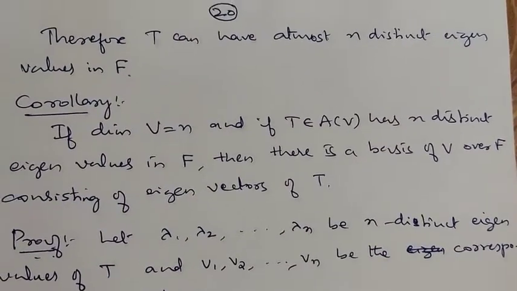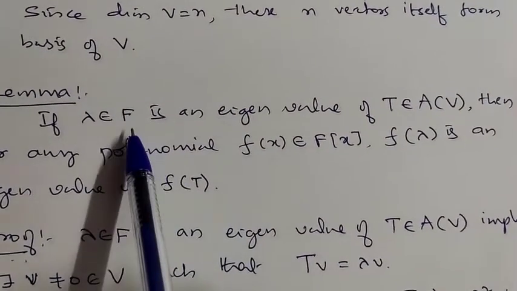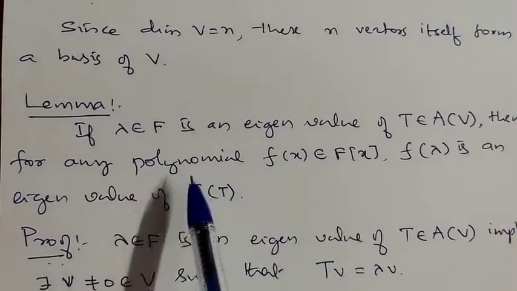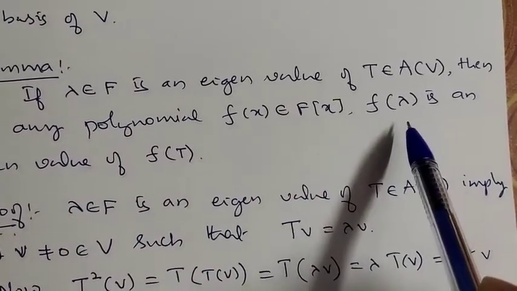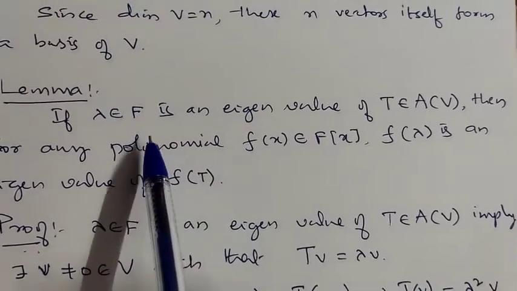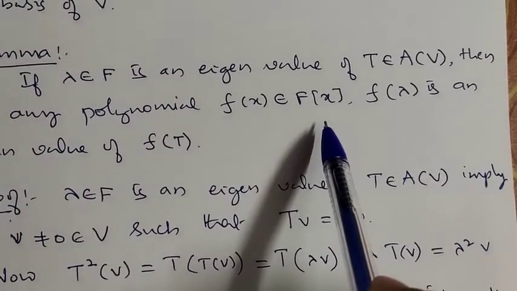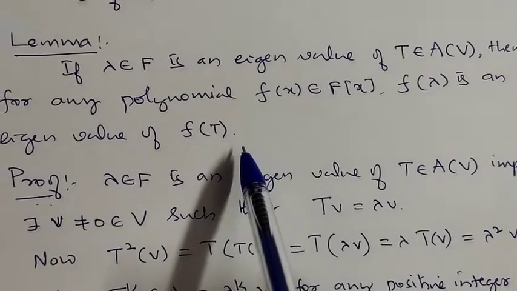Right. So now let us take up two small lemmas, two simple results. Suppose lambda belongs to F is an eigenvalue of T. Then for any polynomial f(x) in F[x], f(lambda) is an eigenvalue of the transformation f(T). So look here, if lambda belonging to F is an eigenvalue of T, then for any polynomial f(x) in F[x], f(lambda) is an eigenvalue of f(T). We have to prove this.